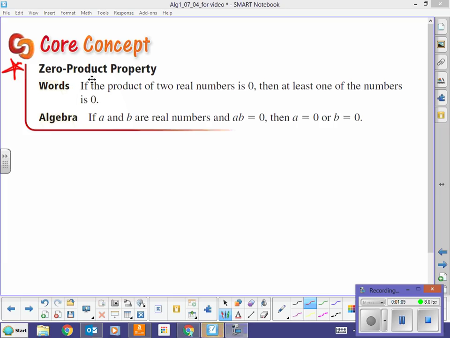Zero product means, well, if we multiply two things together and they equal 0, such as A times B equals 0, then what do we know about either A or B? Well, we know that A has to equal 0 or B has to equal 0. One of these two things equals 0. There's no way to come up with a product that equals 0 and not have one of your factors be 0. So we're going to use this idea when it comes to polynomial equations.